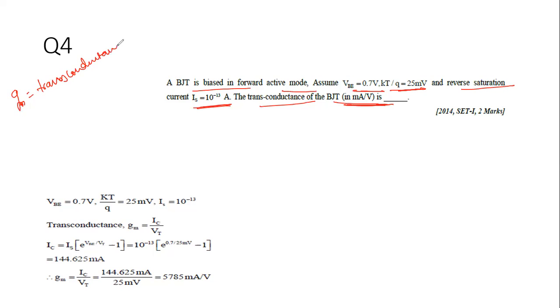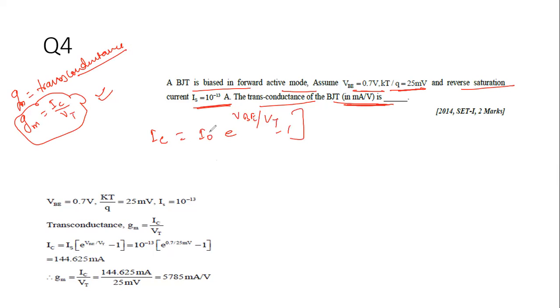This is called transconductance, and this gm equals what? gm is IC upon VT. Is that clear? So IC equals what? IC equals I naught e raised to the power VBE by VT minus 1. This is IC, and we have to find the IC value first of all.